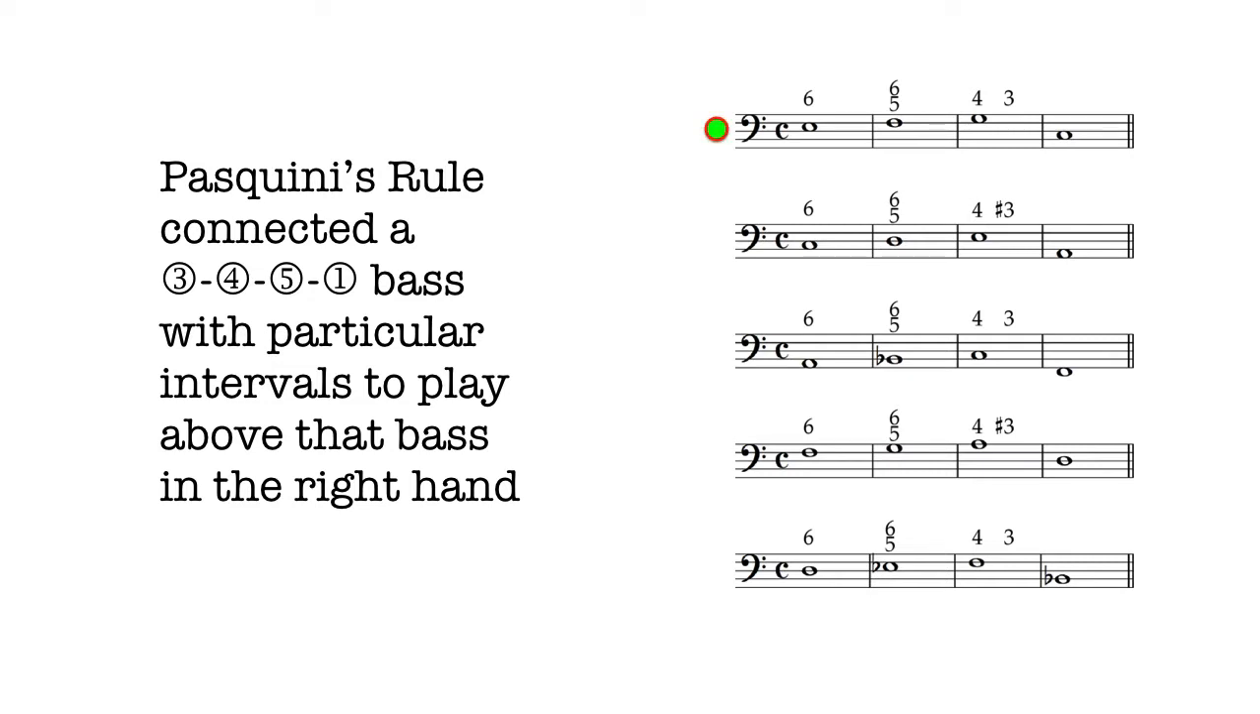On the top staff, we see a 6 over the third scale degree. That means play 6 and 3. Then a 6-5 over the fourth scale degree. That means play 6 and 5 and 3.